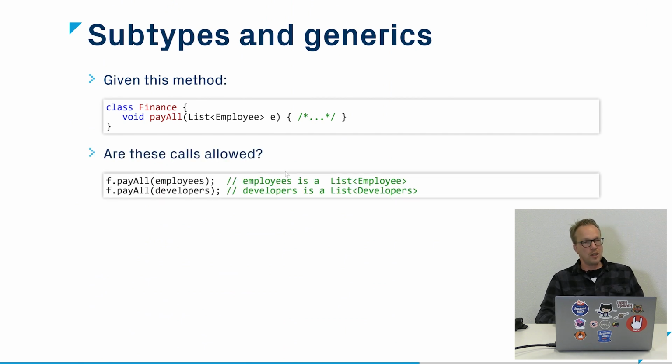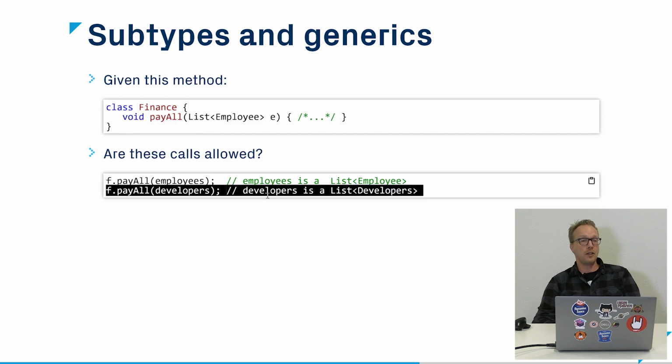Are these calls allowed in this situation? So of course we have an instance of the finance class and we call payAll on it, and we say we want to pay all the employees. What do you think? It is allowed. Yeah, of course, that's allowed, because we expected a list of employees here, right? But then in the second call, we say, I want to pay all the developers. Of course, it must be possible because developers also need their salary and they need to eat pizza, right? Lots of pizza. Do you think it's allowed if we just have this method and we put this call on it? I don't think so.